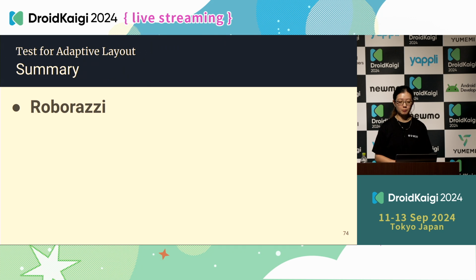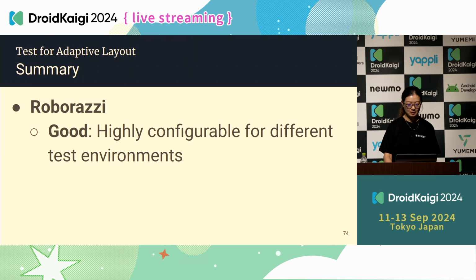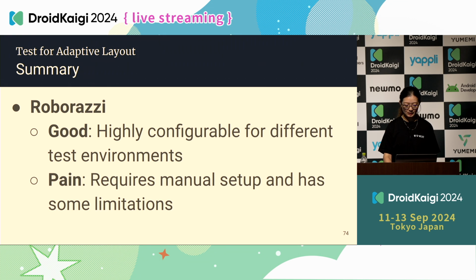Moving to roborazzi, it shines in its configurability. One of the major strengths of roborazzi is that it can be highly configurable for different testing environments. However, the downside is that it does require a lot more manual setup, and there are also some inherent limitations in terms of what it can handle automatically.